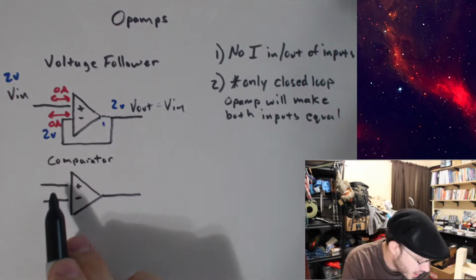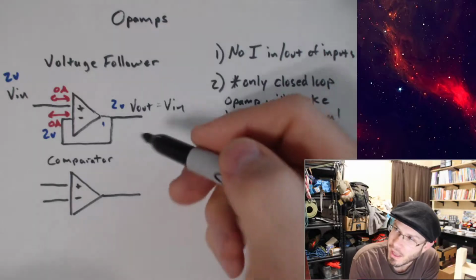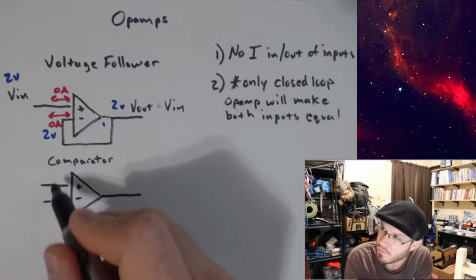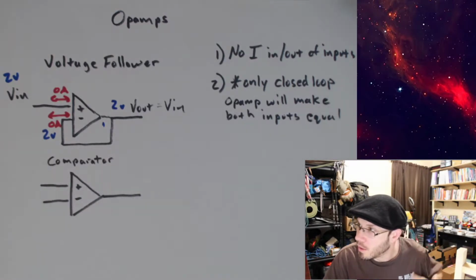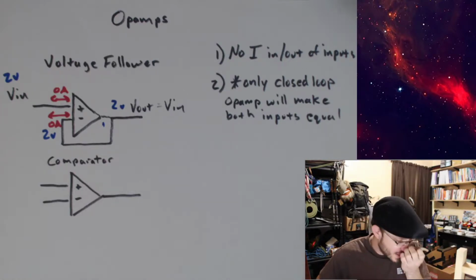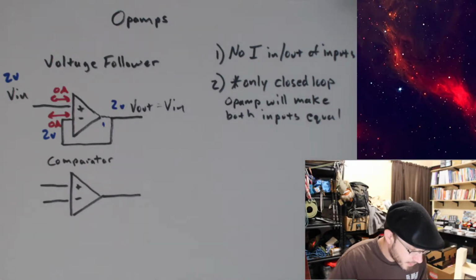And the comparator, simply its output is going to saturate either to the positive rail or saturate to the negative rail, depending on which one of these is larger. Okay, so we can use that for comparing two voltages, find out which one is larger, and that's also a very useful component or configuration to use one of these op amps in. Okay, so that's what we've covered thus far.